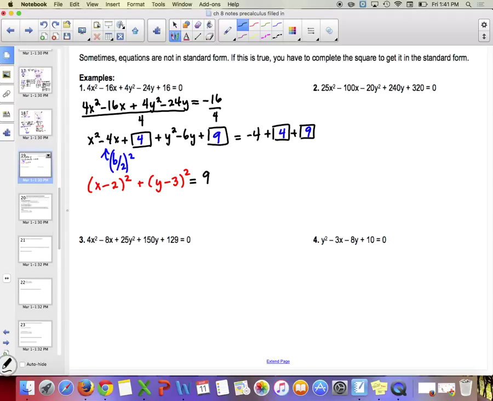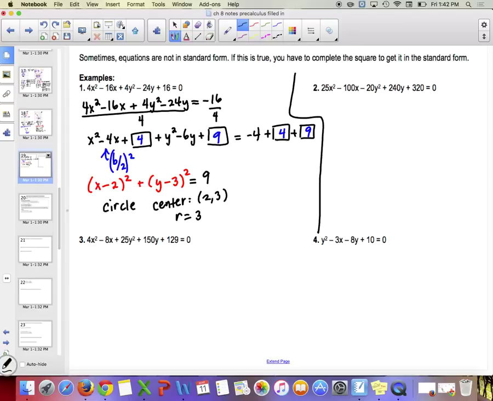So now can you tell what shape this is? Circle. Yeah, it's a circle, and it has the center of 2, 3, and a radius of 3. Okay, so you could sketch that out because you have all the information you would need. Okay, good.